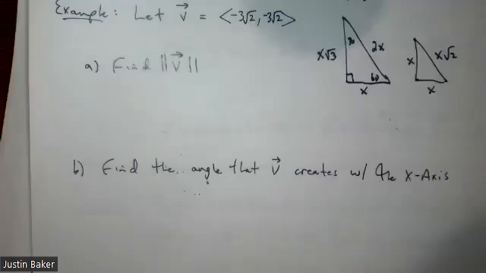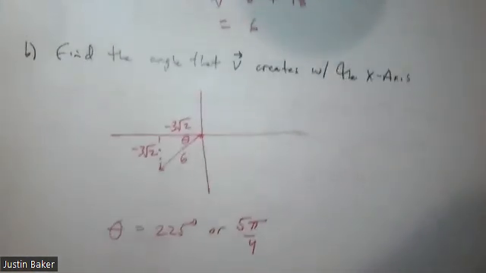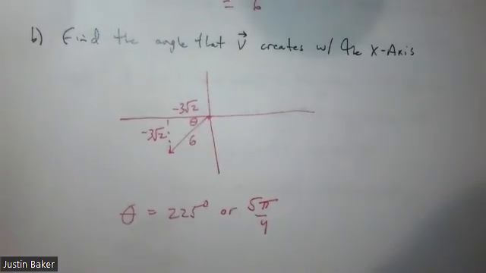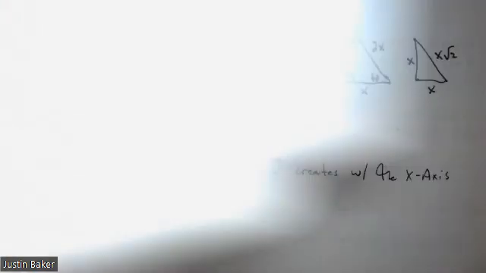Mm-hmm. Did you guys come up with 225 or 5 pi over 4? Cool. Okay.